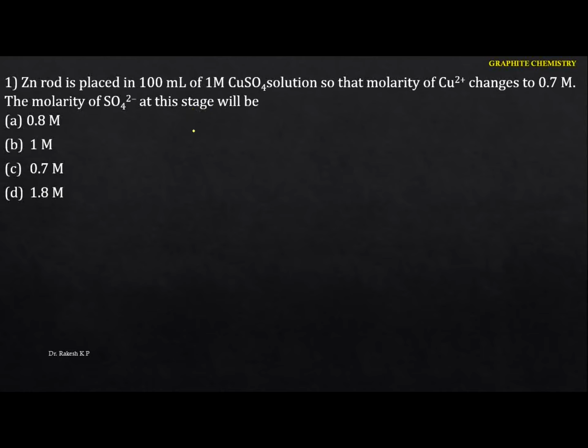Initially they are given the copper sulfate. Let me write the copper sulfate. The copper sulfate ionizes to give Cu2+ and SO4 2-. What is the initial concentration we are having? That is 1 molar, and here also we have 1 molar, and here also the concentration will be 1 molar. But see this one here after the reaction.